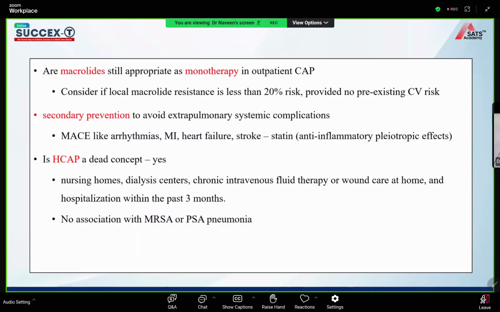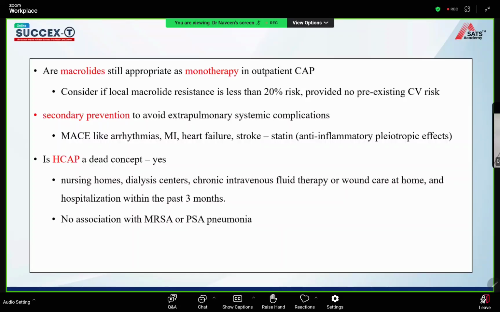Or can macrolides still be used as monotherapy? Yes, it can be used in an outpatient setting as monotherapy without any comorbidities if the local epidemiological resistance pattern is less than 20%. And what is the role of secondary prevention of extrapulmonary complications of CAP?